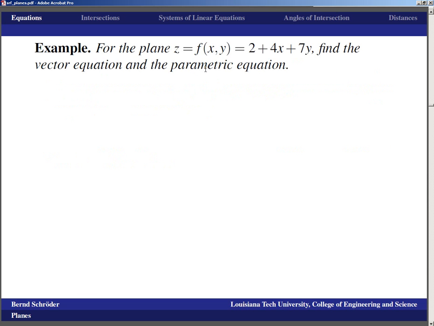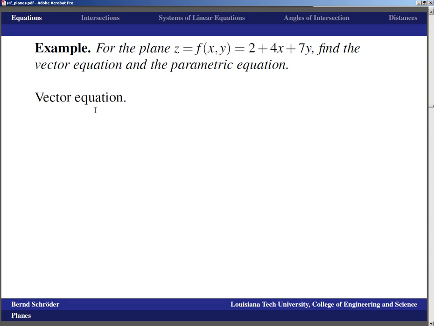Well, let's take a plane, and I'm already giving this as a function, which is something I can do if I just solve for z, and that would be another way in which a plane could be given. So for the plane z equals f of x, y equals 2 plus 4x plus 7y, I want to find the vector equation and the parametric equation. That tells us how to get back, because if I were to ask you to find 3 points, you would just choose x, y equals 0, 0. You could choose x, y being 1, 0, and x, y being 0, 1, and compute those 3 points, right? So that's not that hard. The vector and parametric equations are what we want to transform back to, and we want to transform back to them in a meaningful way.